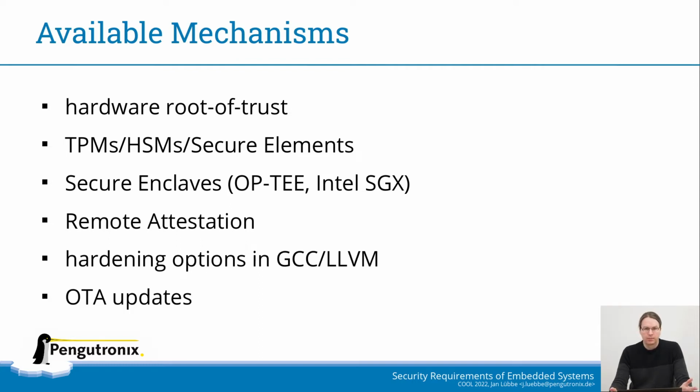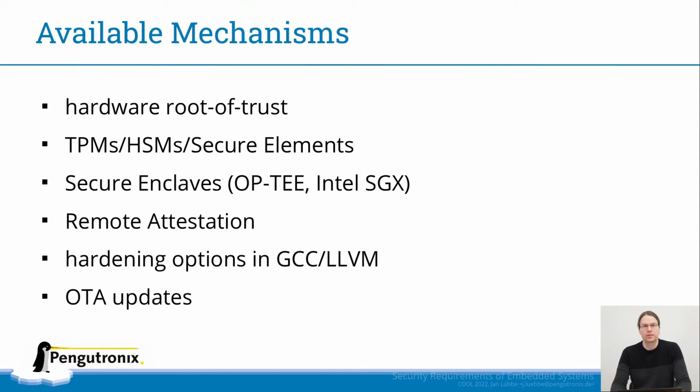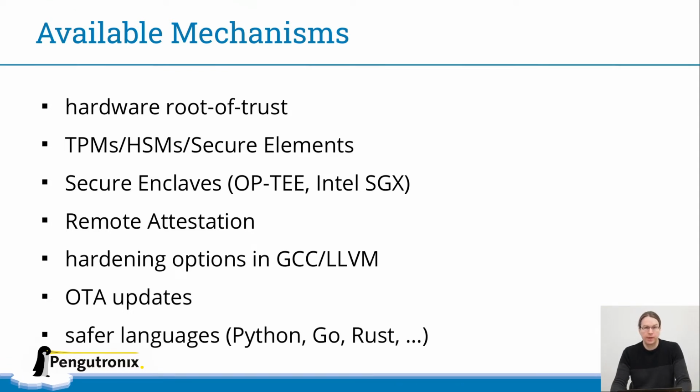Obviously, there are standardized mechanisms and widely deployed tools to do over-the-air updates or local updates as well. And there are new safer languages coming up, like Python or Rust or Go. And these avoid whole classes of errors like buffer overflows or data races or null pointer exceptions and so on.